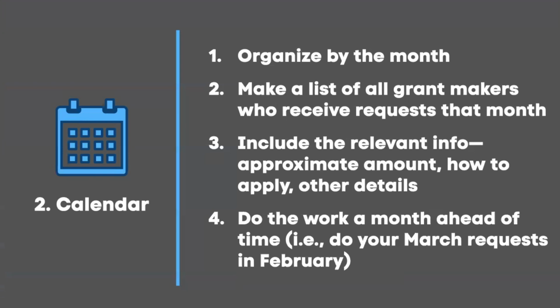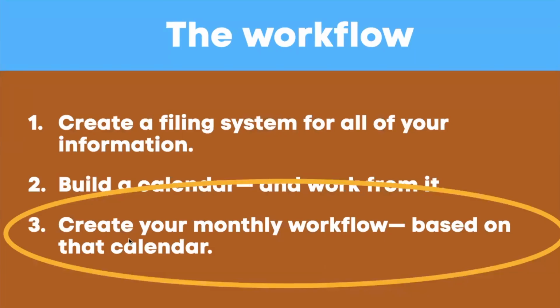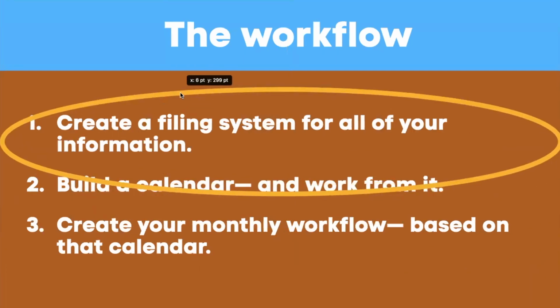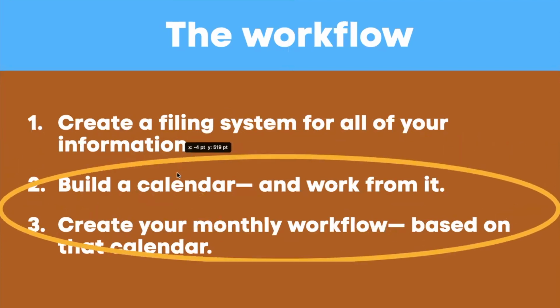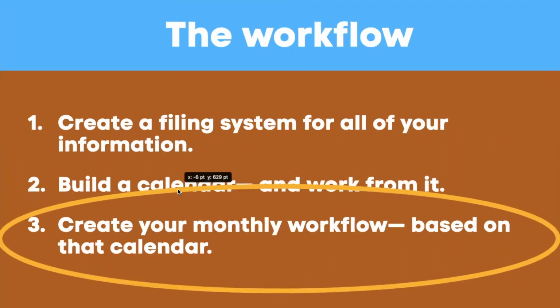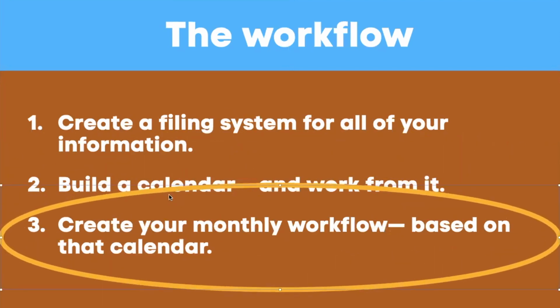Here's the third item on that list of your workflow. Not only are we creating a filing system for all the information, not only are we building a calendar and working from it, we are going to create a monthly workflow based on that calendar. Meaning, what you need to do is define what you're going to do when you sit down in the chair at your desk and begin working. So for me, it looks like this.